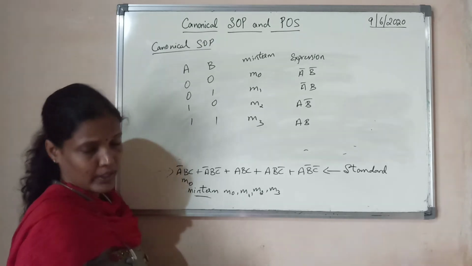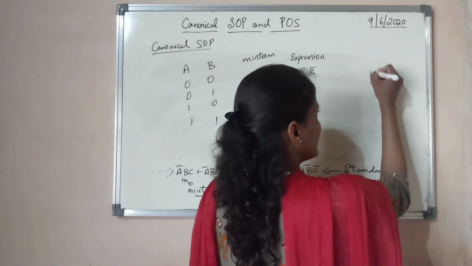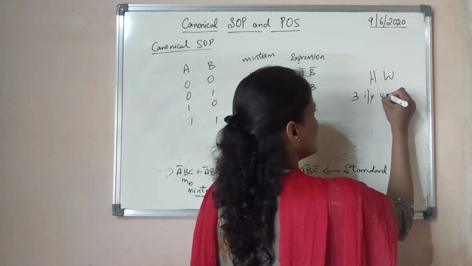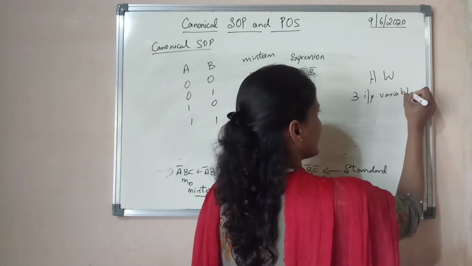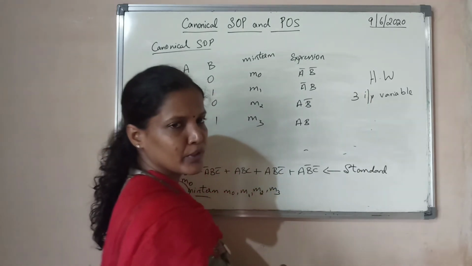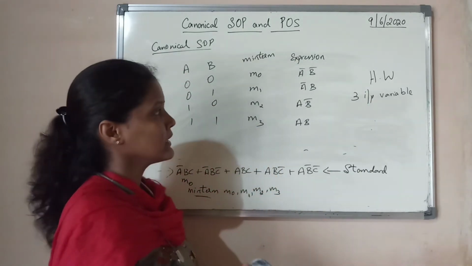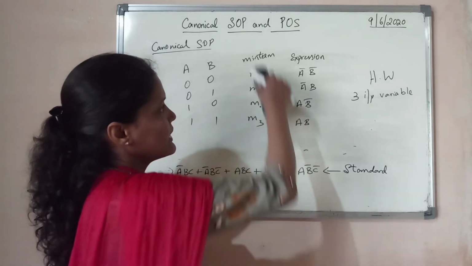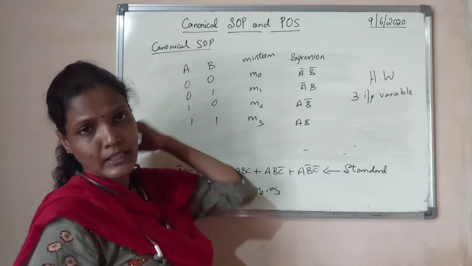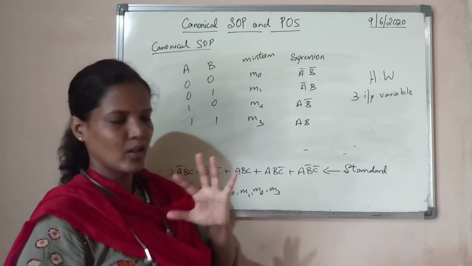And now what I want you people to do is homework. What I want you to do is, for 3 input variables, write the truth table in the same way, write its min terms and its expressions, and WhatsApp it to me, okay? 3 input variables, like this, min term as well as this expression. With 3 input variables we will be getting 8 different combinations.